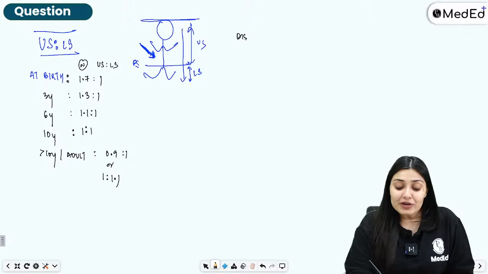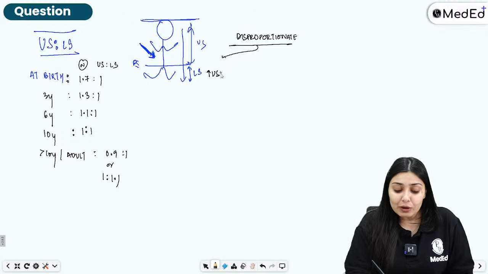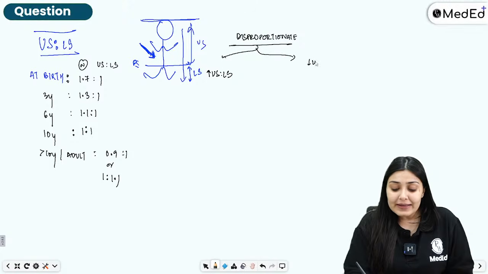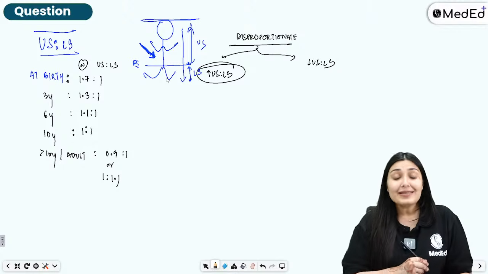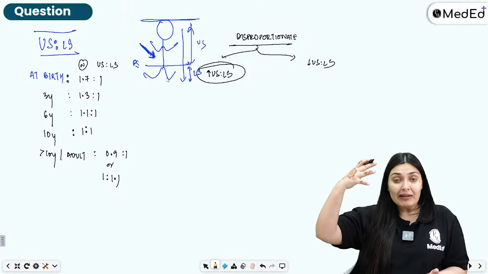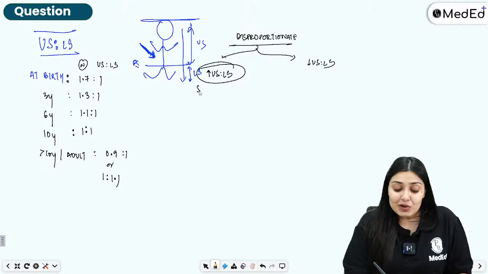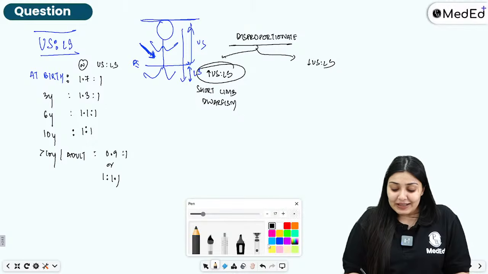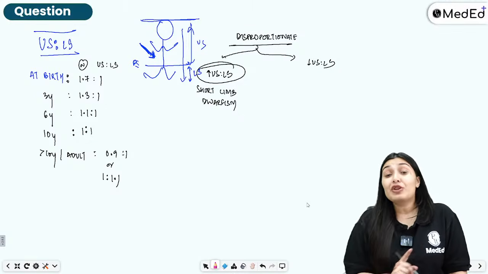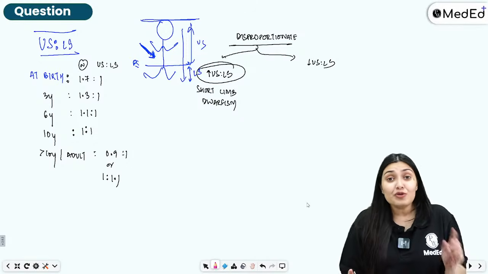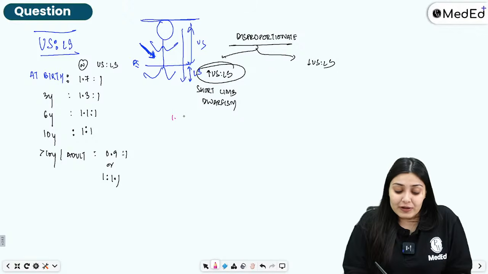So disproportionate short stature can either have an increased upper segment lower segment ratio, or a decreased upper segment lower segment ratio. Increased ratio means my upper segment is big, lower segment is short. So this is short limb dwarfism. There are only 3 examples that you need to remember for your exam. And if I wake you up from sleep and ask you these 3, you should answer me, right? Remember these 3 short limb dwarfisms. What are these 3? First is rickets.